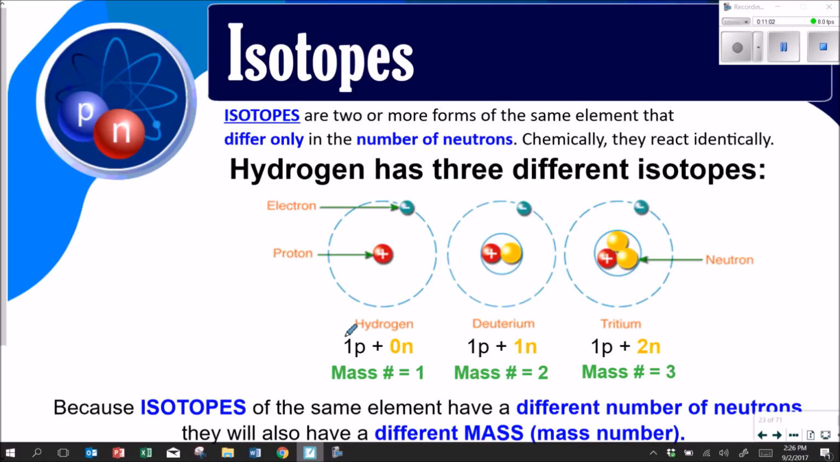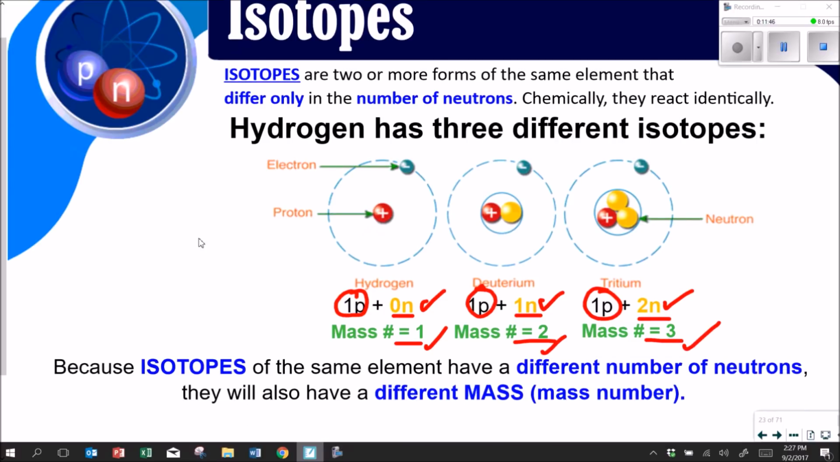We have the first hydrogen isotope with 1 proton and 0 neutrons, so a total mass of 1. Then we have deuterium with 1 proton and 1 neutron, so a total mass of 2. Finally, we have tritium with 1 proton and 2 neutrons, a total mass of 3. Note that the number of protons in all 3 isotopes stayed 1. It did not change. What changed was the number of neutrons from 0 to 1 to 2, and therefore that changed the mass from 1 to 2 to 3.